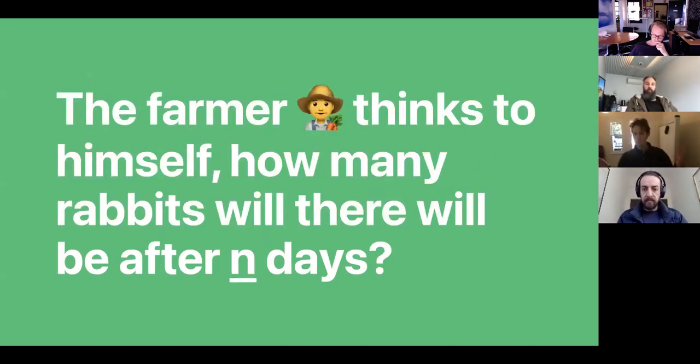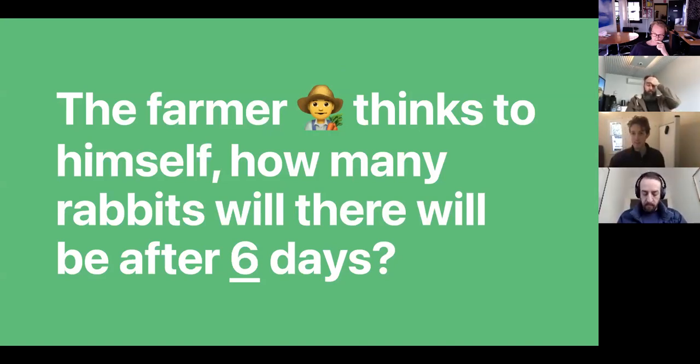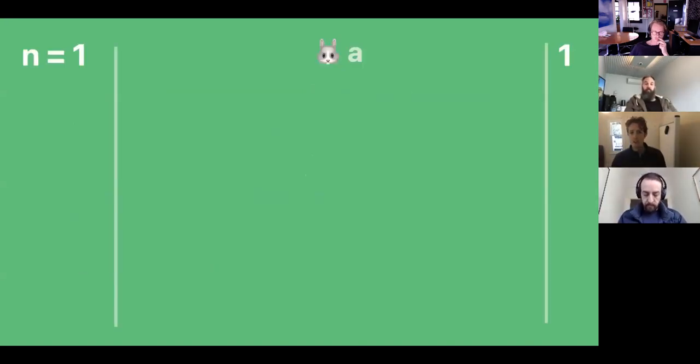So the farmer thinks to himself, how many rabbits will there be after n days? And whenever you've got to think about some problem of n, it's generally easier just to think of some concrete case, work out what pattern you see, and then see if you can generalize from there. So how about 6 days? How many rabbits will there be after 6 days? So let's take day 1, right? We have 1 rabbit. Day 2, we also have 1 rabbit because we have to wait 2 days before this initial rabbit can give birth to the next rabbit.